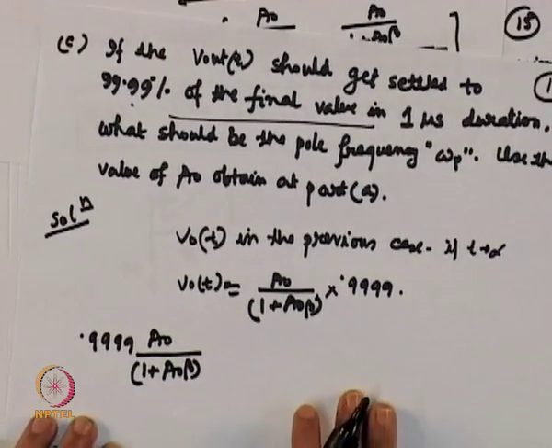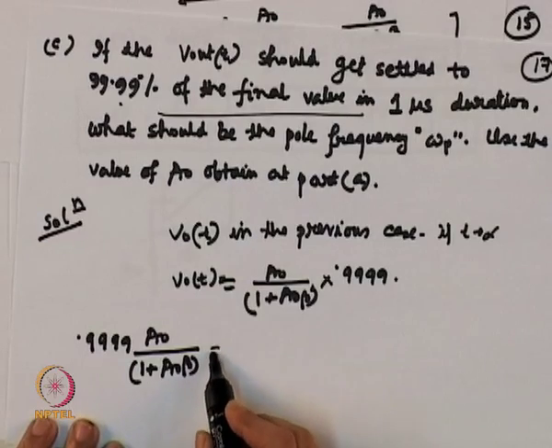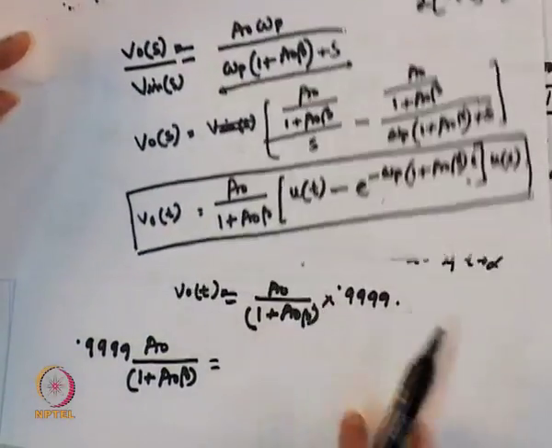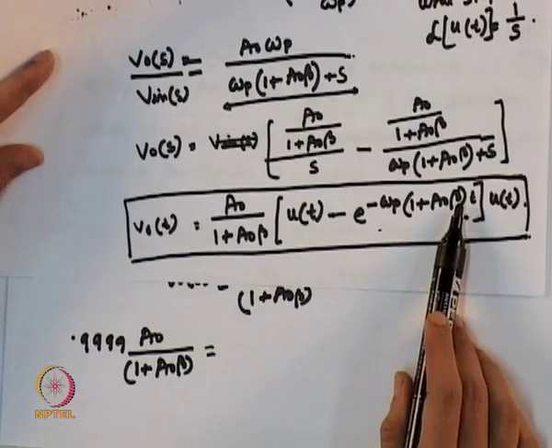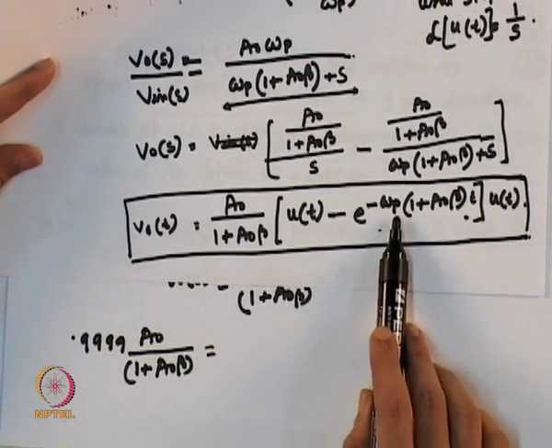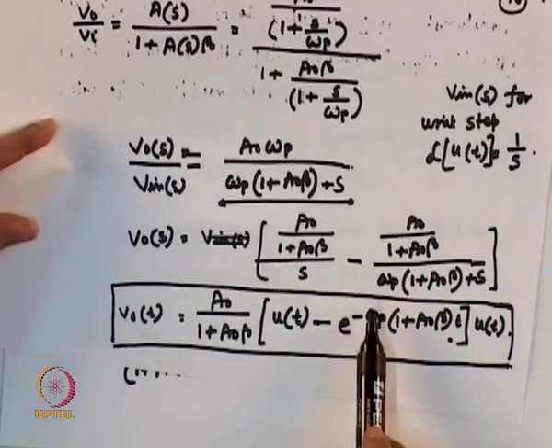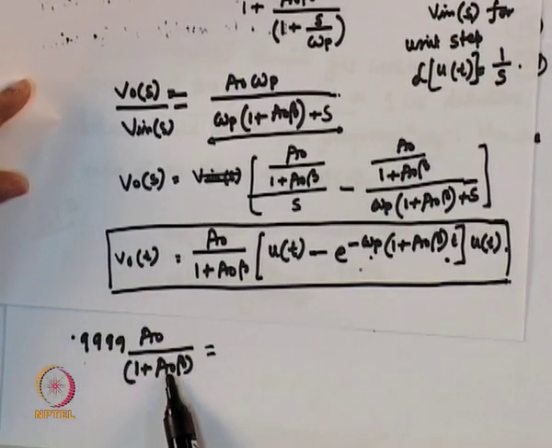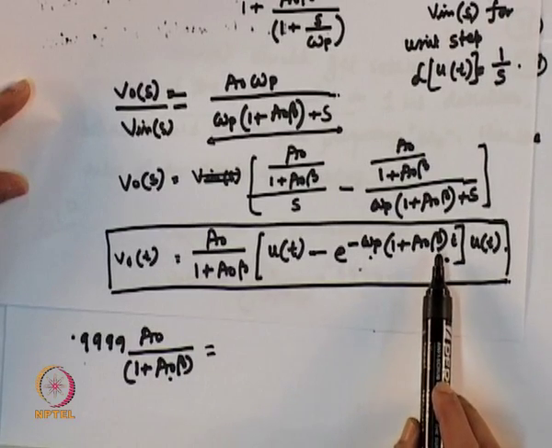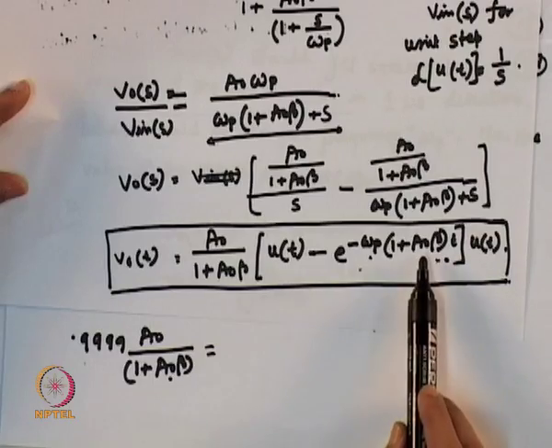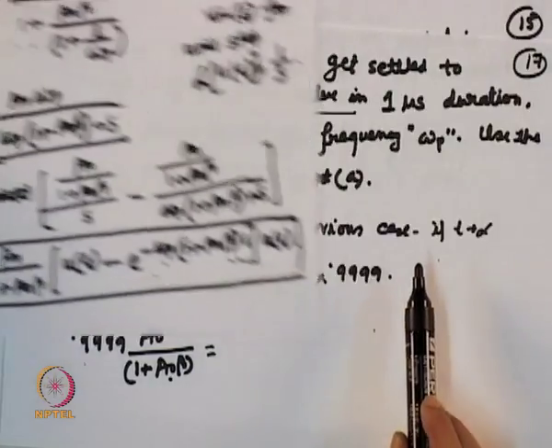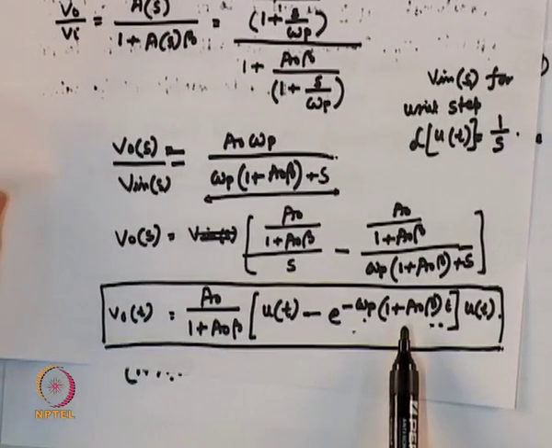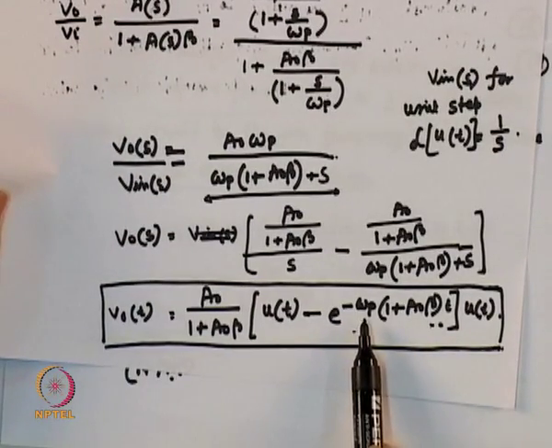and that we have to achieve at t equal to 1 microsecond, and we have to find out the corresponding pole frequency. So, we know that the output is 0.9999 of A naught by 1 plus A naught beta, and our beta value is given in the problem. They are telling us to use the value of A naught obtained in part A, so A naught is also known to us. We just have to find the value of omega p.